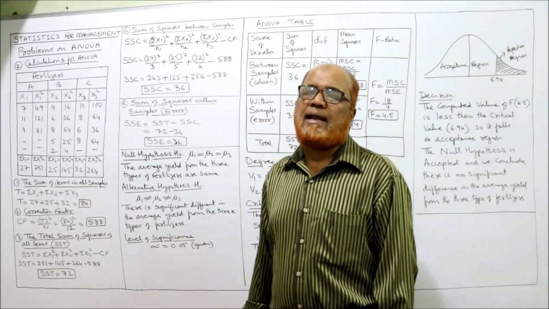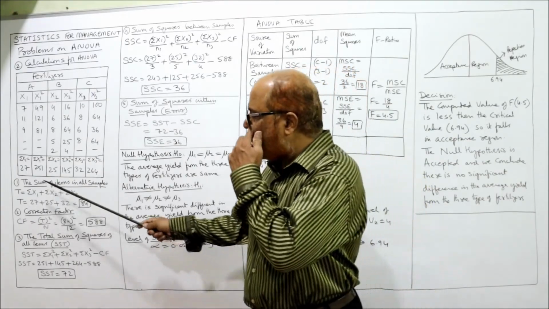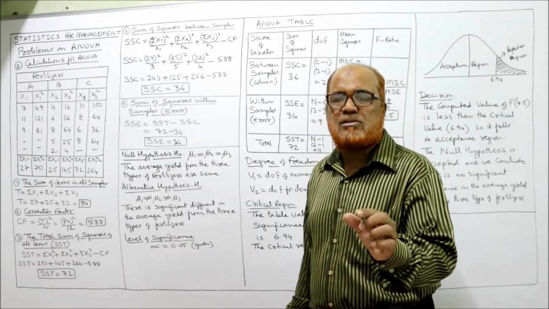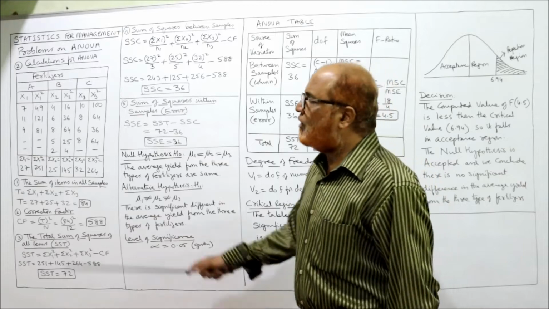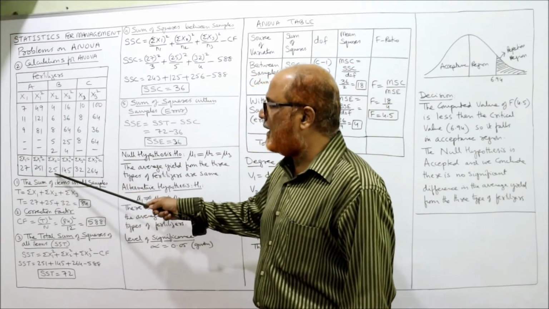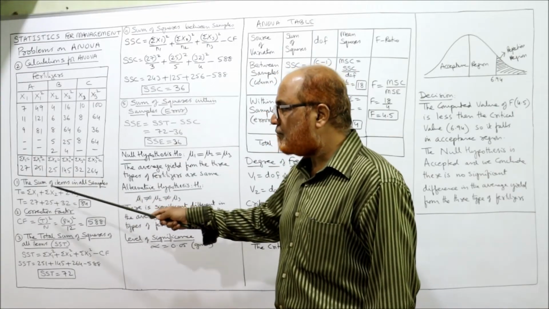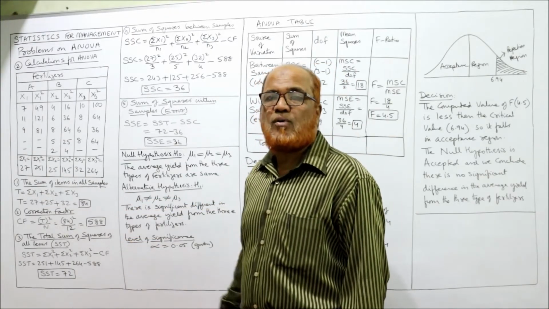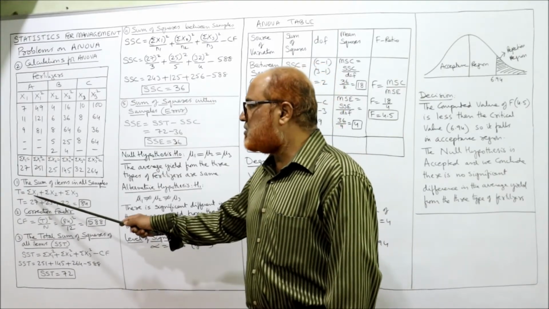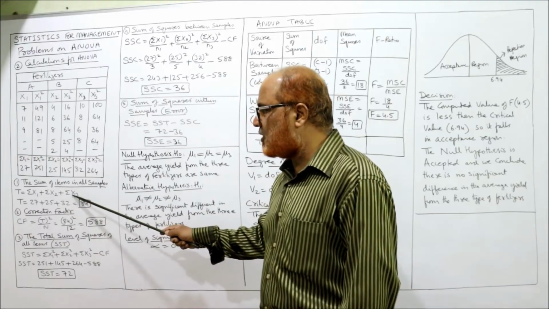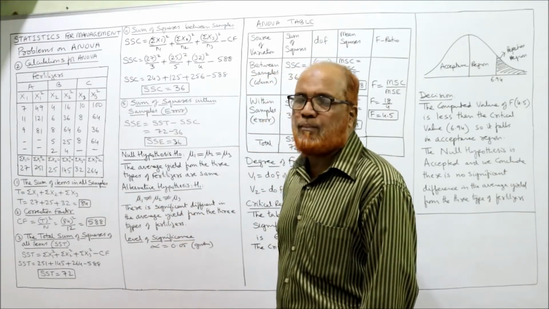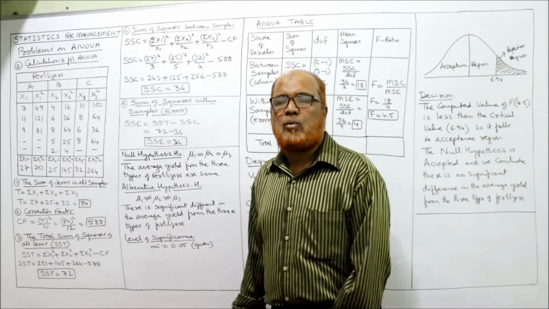Now we start calculating. First of all, we have to calculate the sum of items in all samples. So what is the sum of the first sample? 27. Second sample 25. Third sample 32. So T stands for total of all the items of all the samples. So summation x1 plus summation x2 plus summation x3: 27 plus 25 plus 32. It comes to 84. T is equal to 84.